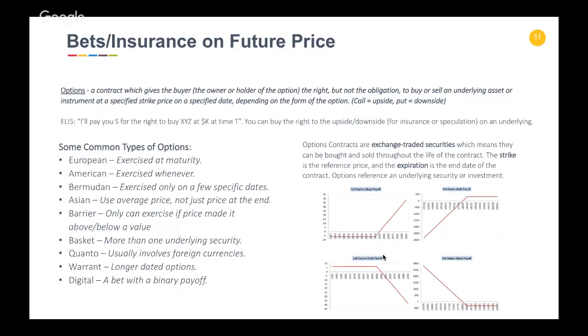Warrants I'm hesitant to put under options here, but they're longer dated. Options tend to not really go longer than, say, a year, give or take. So warrants are much longer term versions of the same kind of security. And then digital options were popular back in the day. I think there's been some crackdown on them, but instead of continuous payoffs, they're discrete bets: if this happens, I get $100, else I get $0. So those are some of the high level ways of investing in ways to hedge or bet on uncertainty around future price.